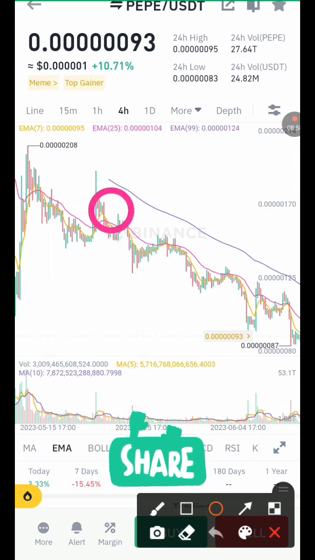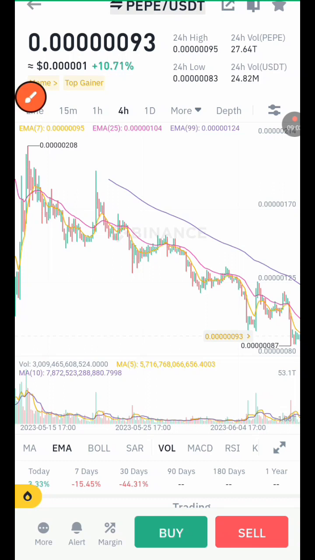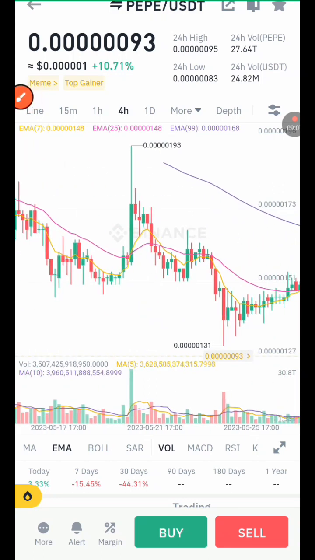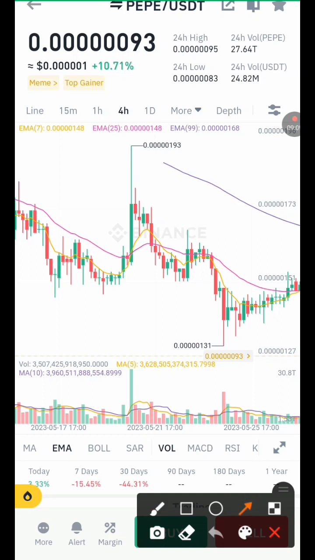Yes, and over here we can actually see that we actually break. Okay, let me go close to it. Over here you can actually see that we break the pink line, right, which is actually leading us to the uptrend in the market, yes.